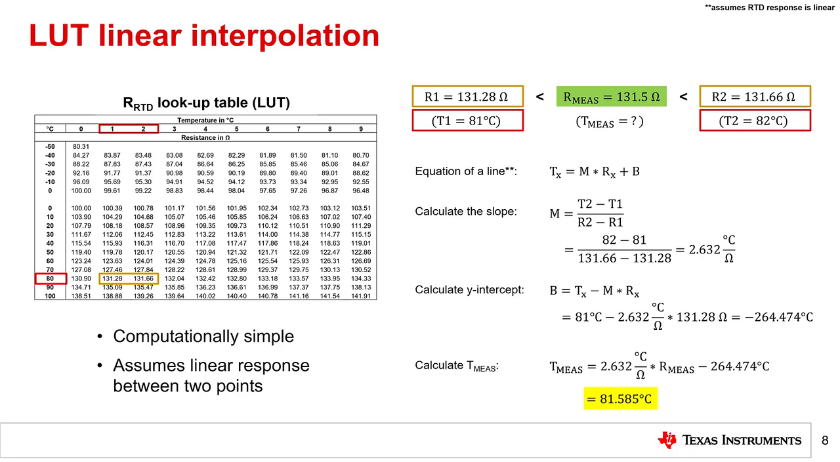Finally, we can use the derived equation for a line to calculate that T measured is 81.585 degrees Celsius. Now that we have discussed several important RTD measurement system parameters, the next few slides introduce the various ways RTD circuits can be configured.